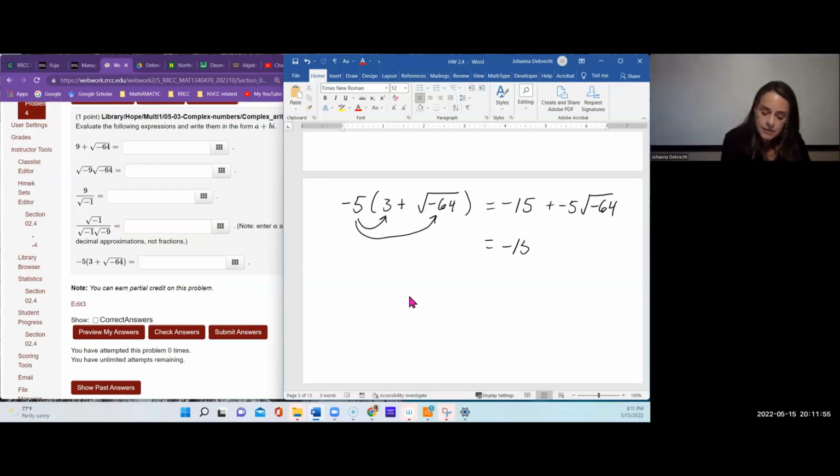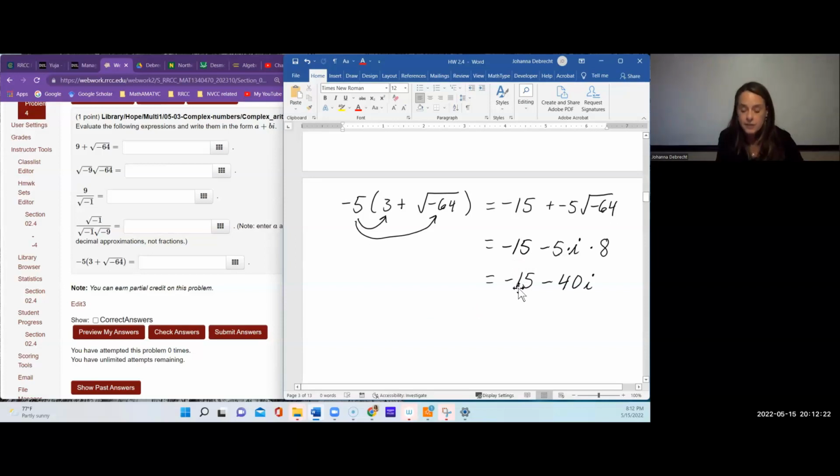This gives me -15 plus, or I could write it as -5 times I, and the square root of 64 is an 8. So I have -5 times I times 8, which is a negative 40I. This gives me negative 15 minus 40I. This is written in complex number form. The real part goes first, negative 15, followed by the imaginary part, negative 40, multiplied by I. I is not part of the imaginary part. It's only the coefficient.